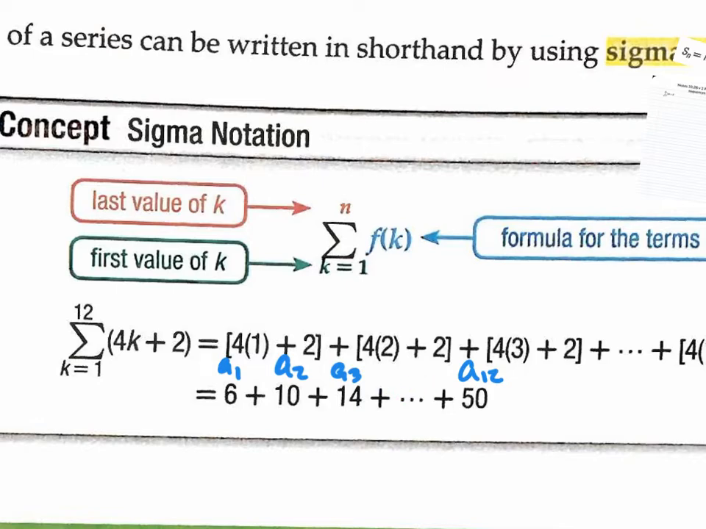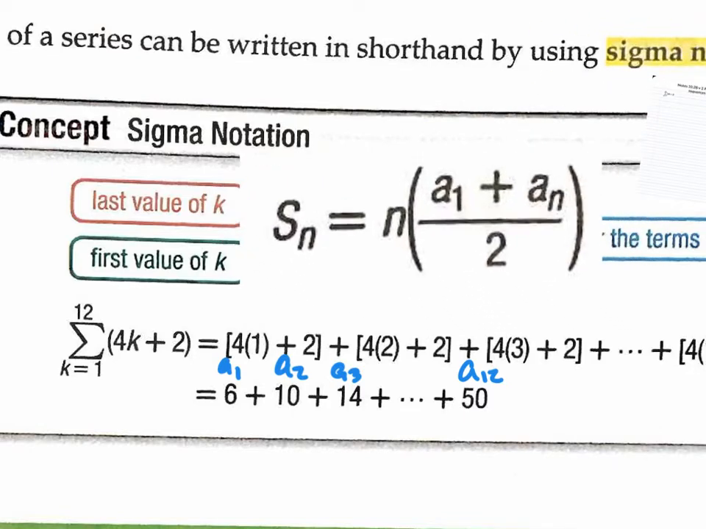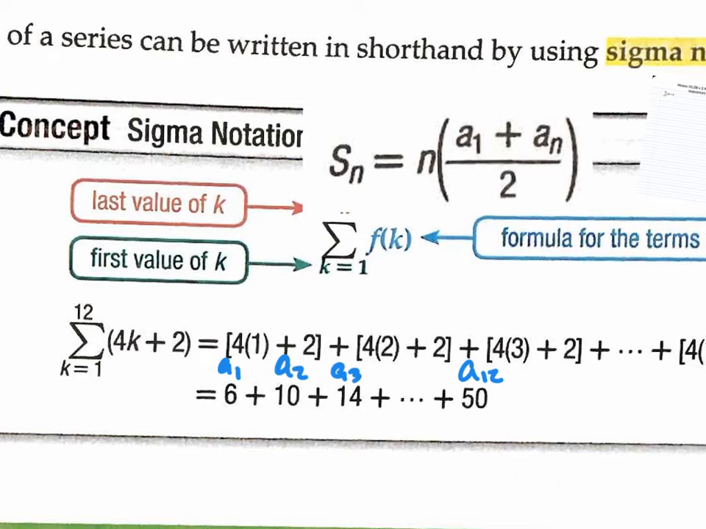Instead of doing all that, we're going to use the summation formula that we already know from yesterday's video. Here's a summation formula. So let's use that summation formula to figure out the answer to this. You're going to have S sub n, and we already know that there's actually 12 instead of the n. So the summation of those 12 numbers will be 12 times your first number, which we said was 6, plus the last number, which we said was 50, divided by 2.